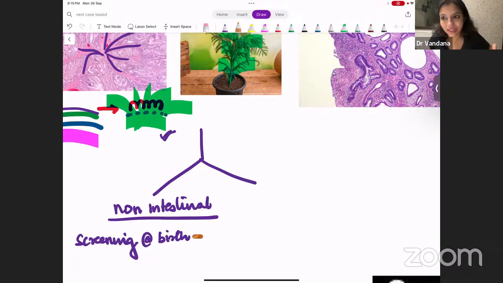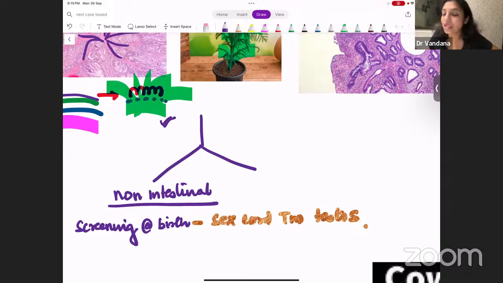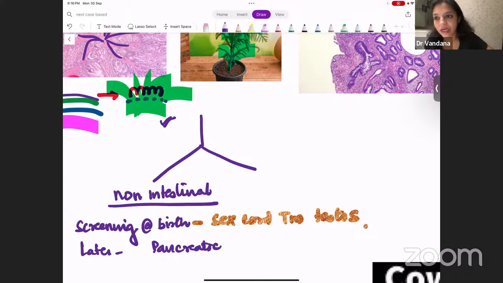They typically have sex cord tumor of the testis. So if it is a male, you have to start the screening at birth itself, as he might have sex cord tumor of the testis. Later in life, he can have pancreatic cancer. When you study pancreatic cancer, remember that Peutz-Jeghers syndrome is one of the very important risk factors for it. They can also give rise to lung cancers and breast cancers, and even colon cancers.